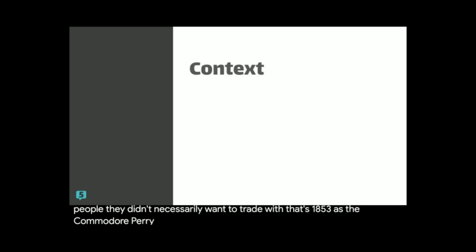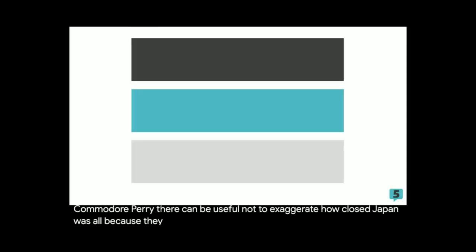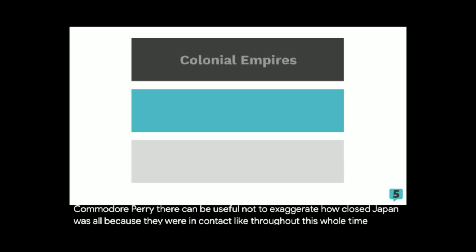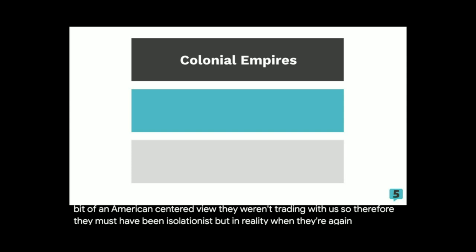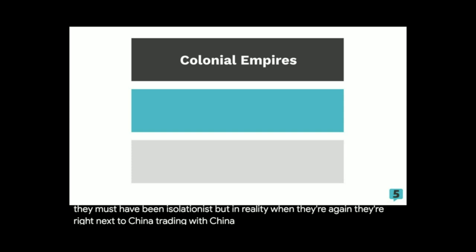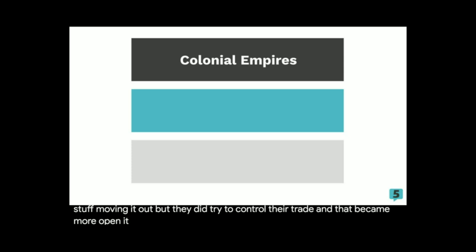I think it can be useful not to exaggerate how closed Japan was, because they were in contact throughout this whole time. It's a little bit of an American-centered view. They weren't trading with us, so therefore they must have been isolationist. When in reality, they're right next to China, the world's largest economy, trading with China. There's a lot of stuff moving in and out. But they did try to control their trade, and that became more open after the 1850s.